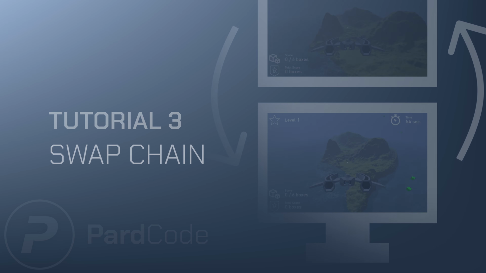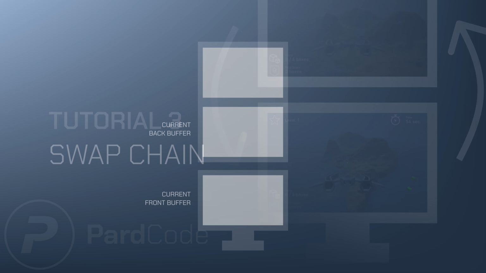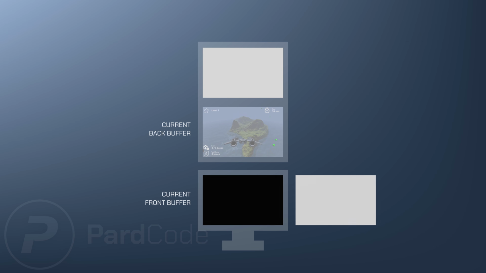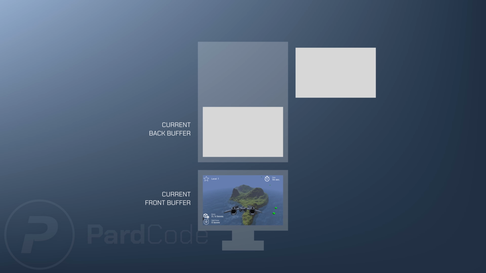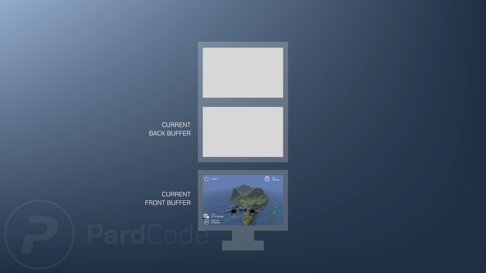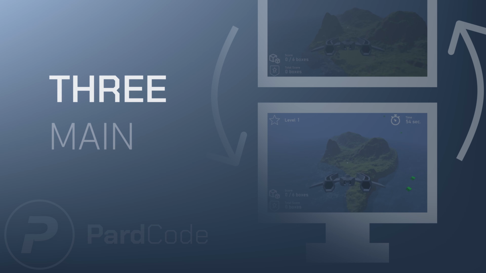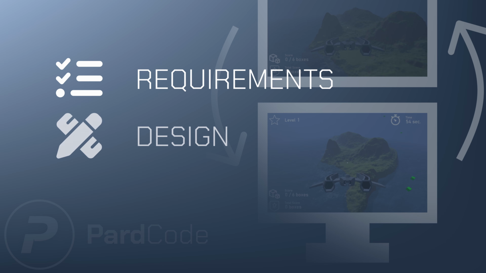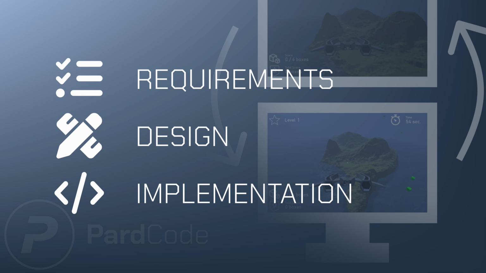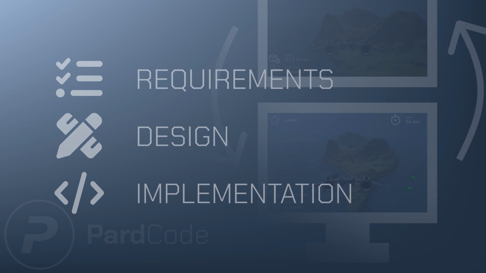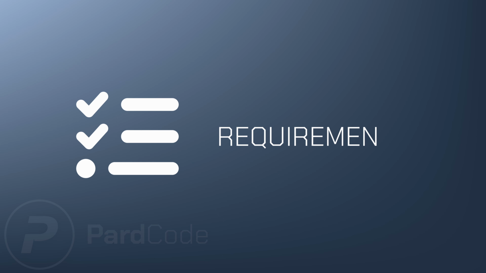In this third episode, we will see how to create the swap chain, which will allow us to manage multiple buffers for rendering and presenting frames to the screen. As always, we will face three main parts: the requirements, design, and implementation of all the necessary components to create the swap chain. Let's start with the requirements.